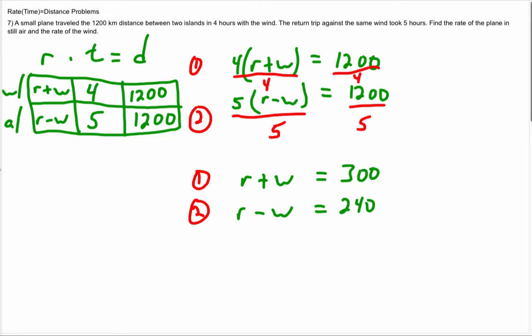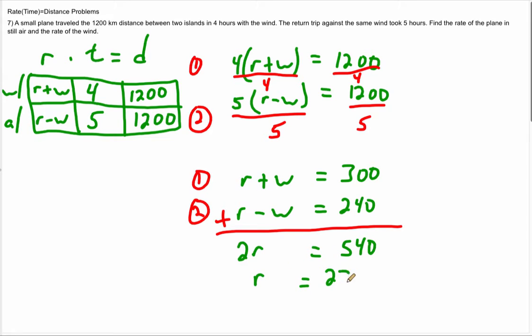Yeah. Okay, so now if we add these, we get a real nice elimination because the W's are going to go away. So R plus R is 2R, W and minus W is 0, so we're just going to end up with 540 here. And then dividing by 2 gives us 270. And then we can just go right back up here. 270 plus what is 300, and that what will have to be 30. Okay, and so now we have our answer.